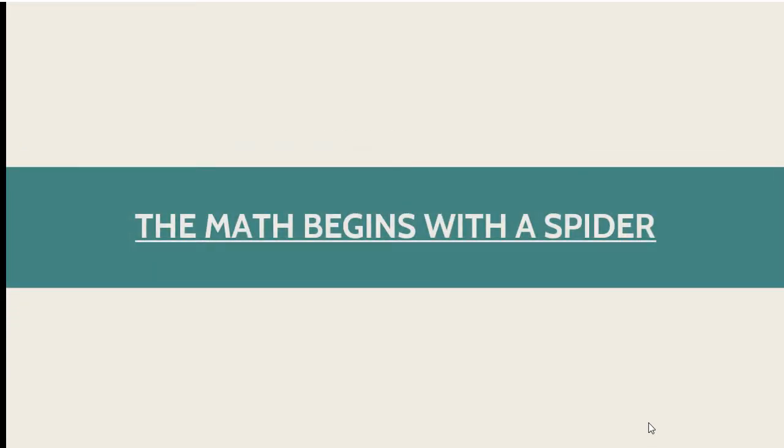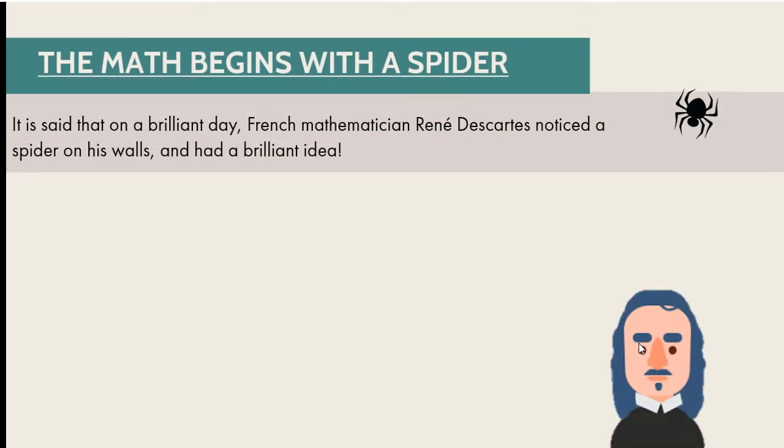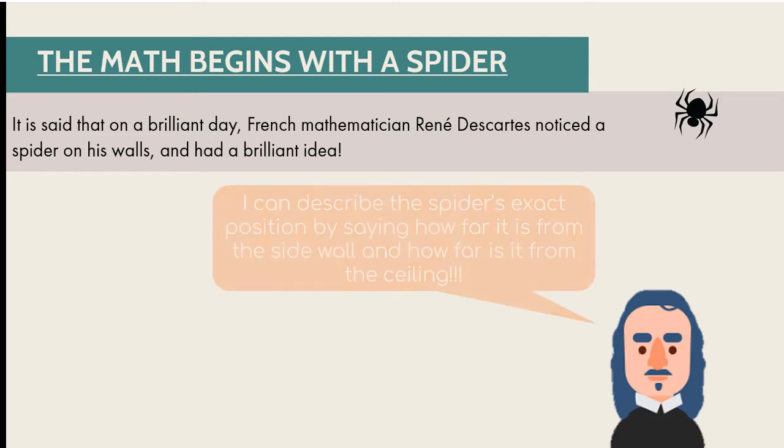The math that we are learning today begins with a spider. You guys remember this spider? Unfortunately, not this one, but this one. It is said that on a brilliant day, French mathematician René Descartes noticed a spider on his walls and had a brilliant idea. He thought that he could describe the spider's exact position by saying how far it is from the side wall and how far it is from the ceiling. Can you picture that? Now look at the spider.